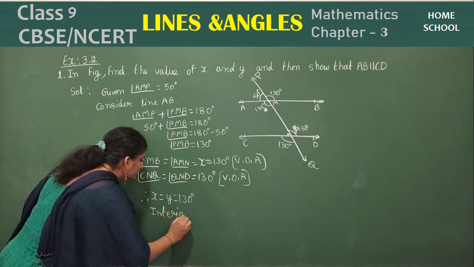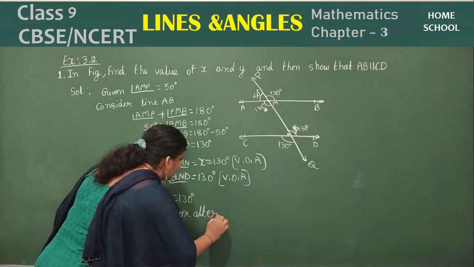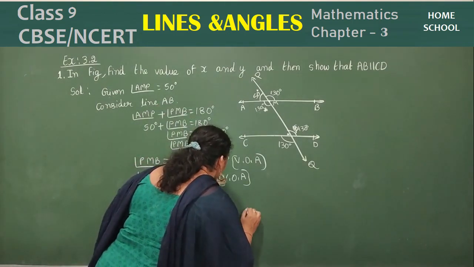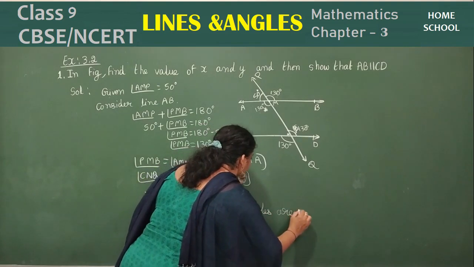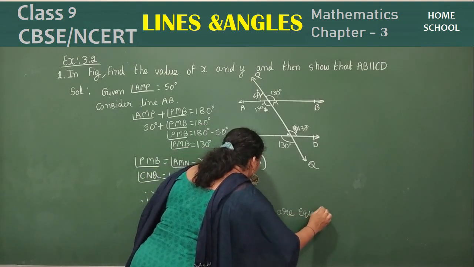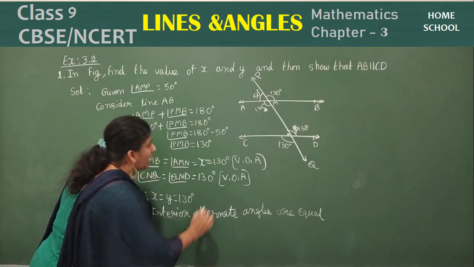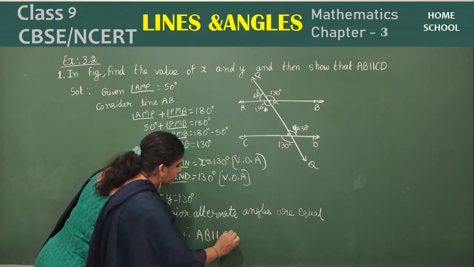Interior alternate angles are equal. Therefore, the two lines are parallel. That is AB parallel to CD.